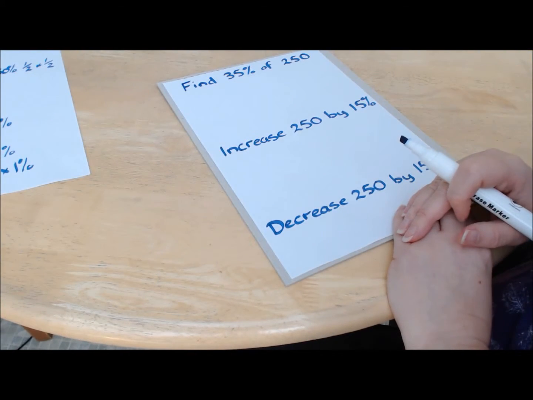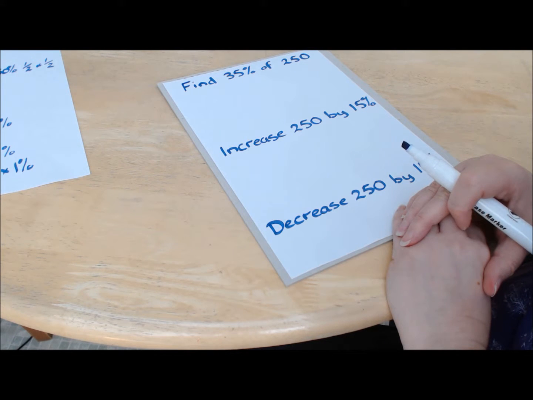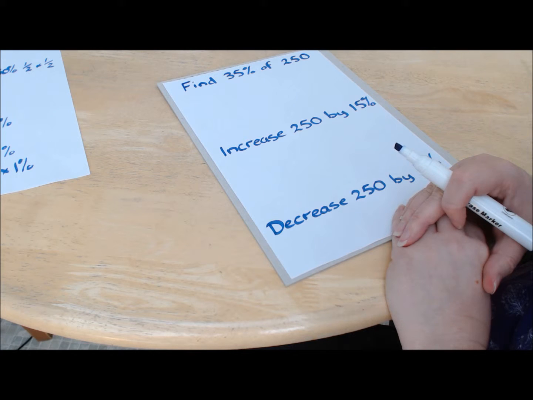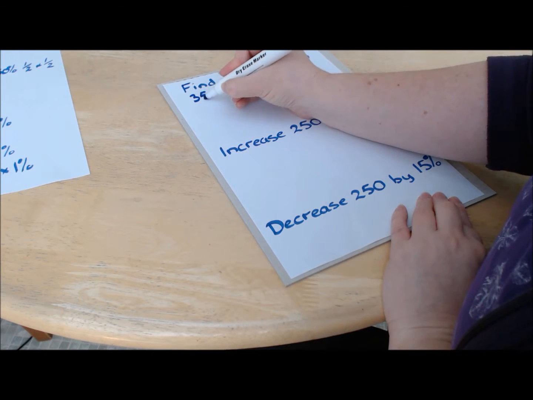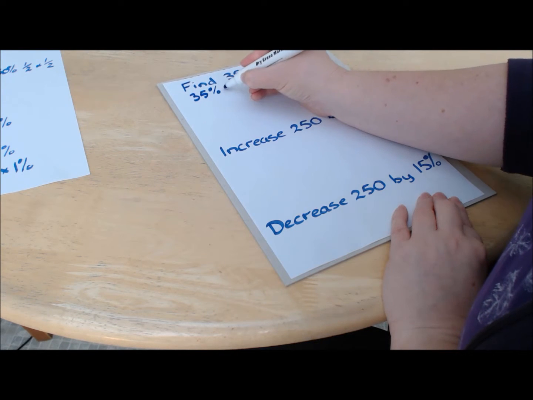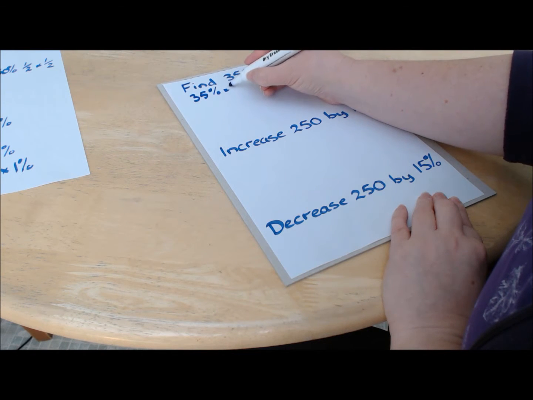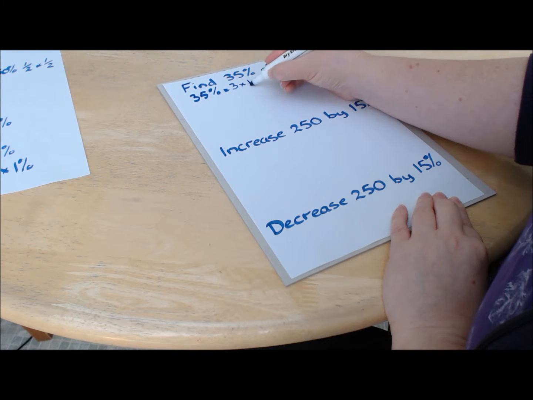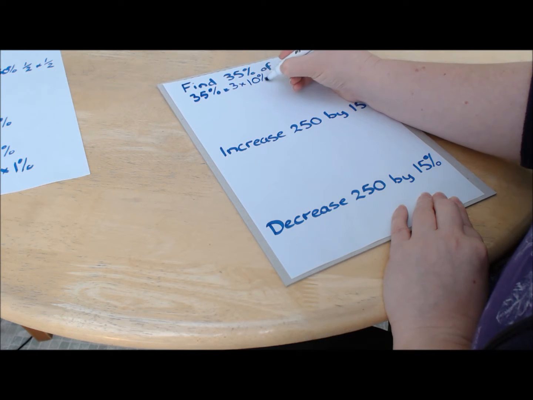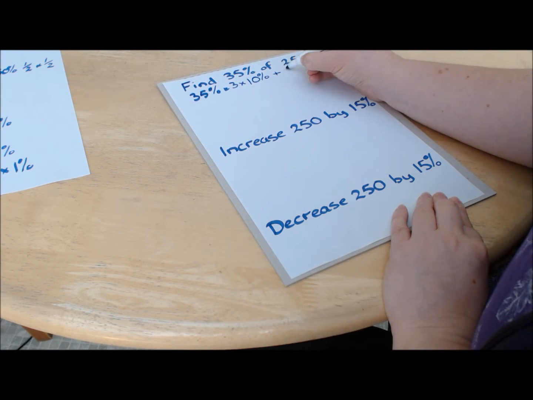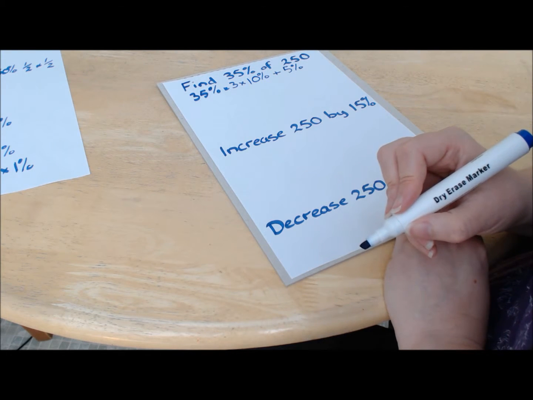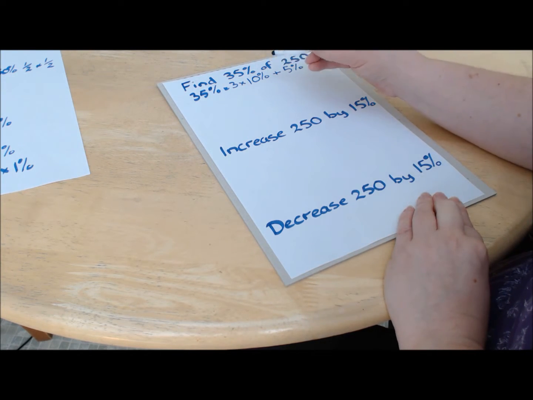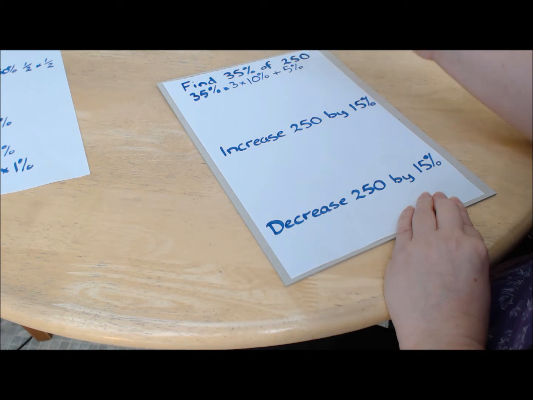So let's say we've been asked to find 35% of 250. So first of all, let's write down and work out what our strategy is going to be. So 35% is going to be 3 lots of 10% plus 5%. So now all I need to do is work out my building blocks, my 10% and my 5%.